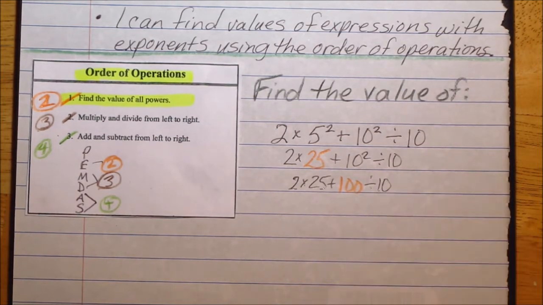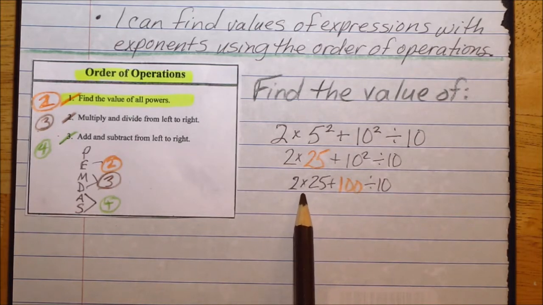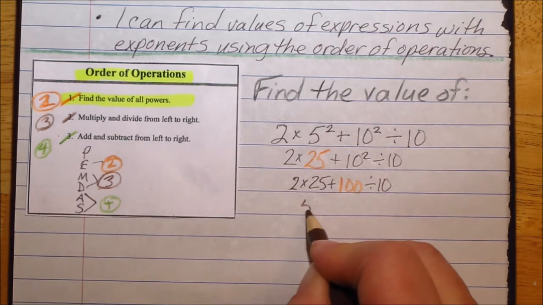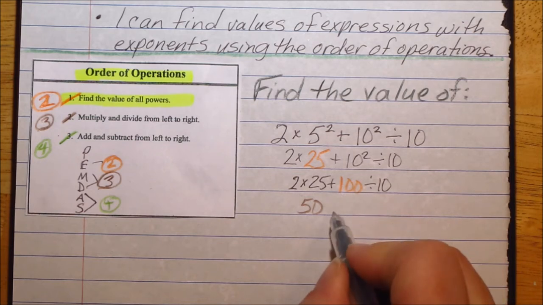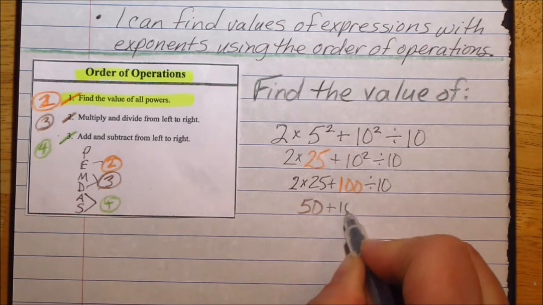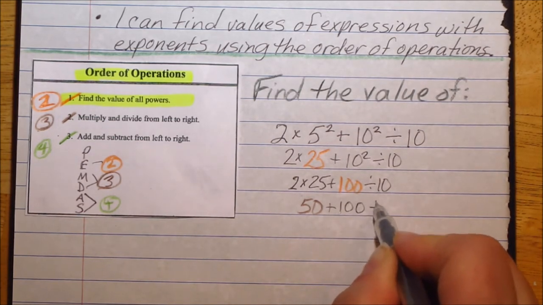All right. Then I got to work left to right looking for any multiplication and division. Let's see. I see my very first operation right here is a multiplication, so I have to take care of that. 2 times 25 is 50. So I'll write that 50 there and bring down the rest of the expression.